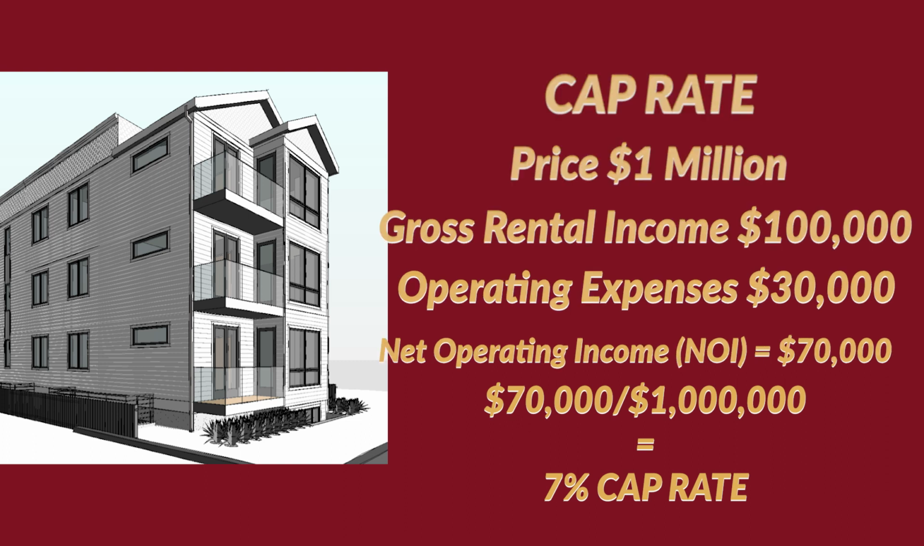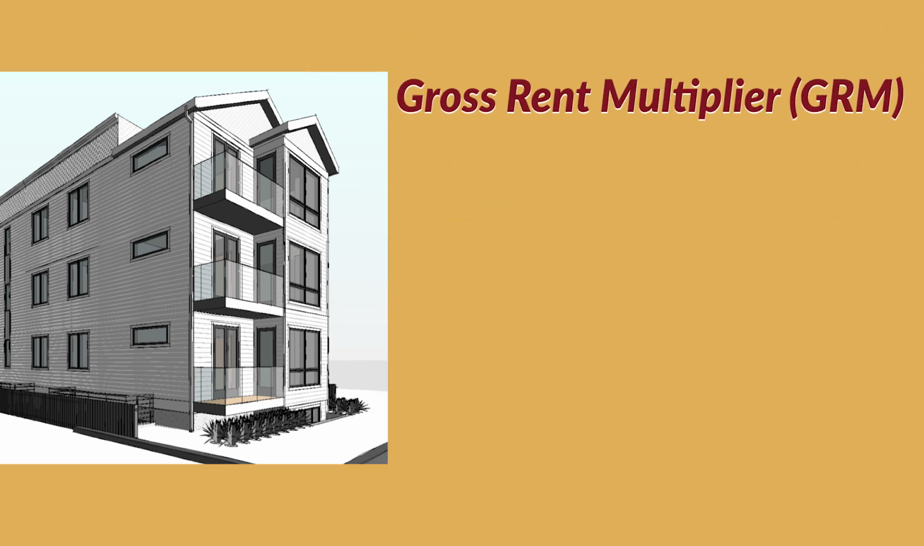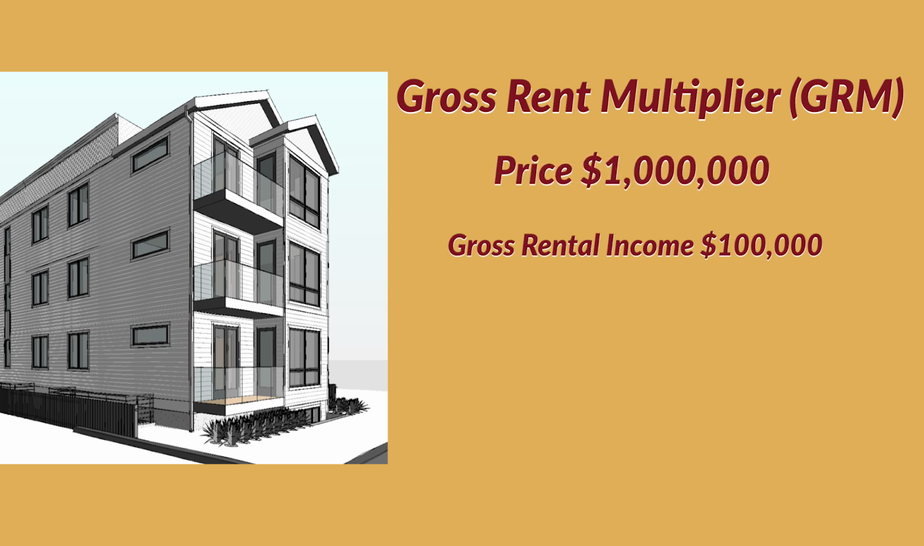Now, if I also wanted to calculate the gross rent multiplier, the GRM, okay, assuming that the building brings in a gross of $100,000 in rental income, and then we take that and we compare it to the $1 million price point, it takes about 10 years for the property to pay off itself.